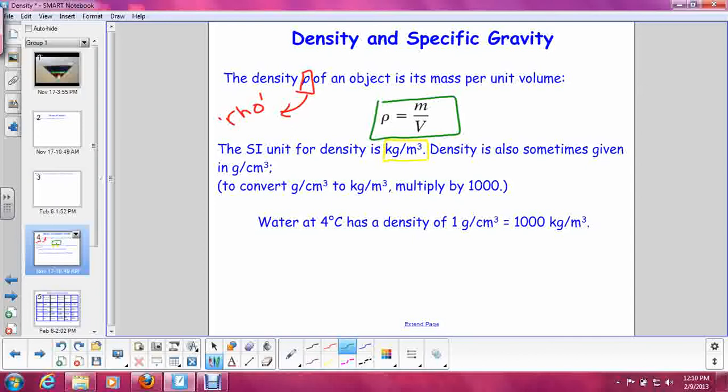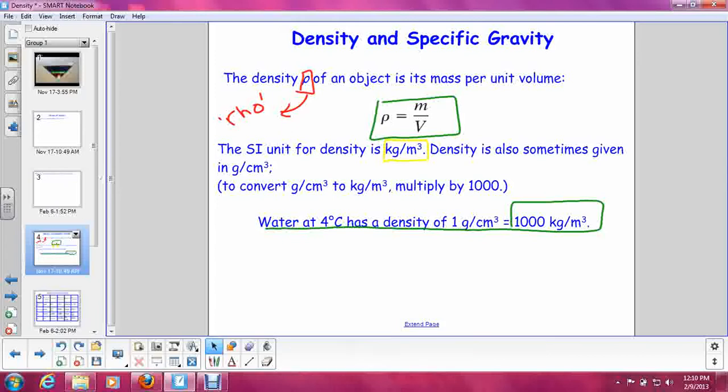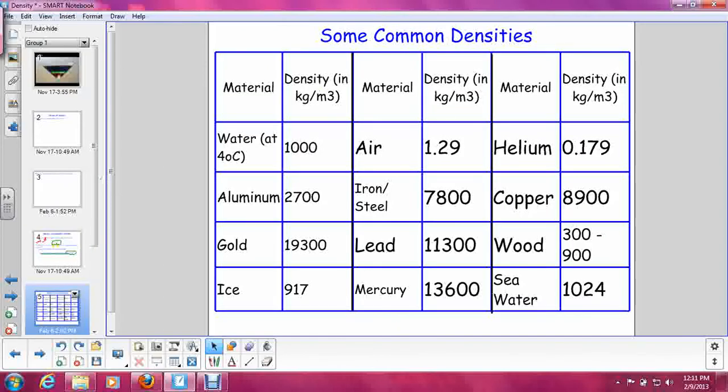And an important one to remember is that water at 4 degrees Celsius has a density of 1,000 kilograms per cubic meter. So if we had a cubic meter of water, it would weigh 1,000 kilograms. We're going to use this number a lot, so make sure you file that away somewhere. But not everything has the same density, obviously. If I take a chunk of lead and I compare that to the same size piece of paper with the same volume that I crumpled up, those densities are going to be very, very different.